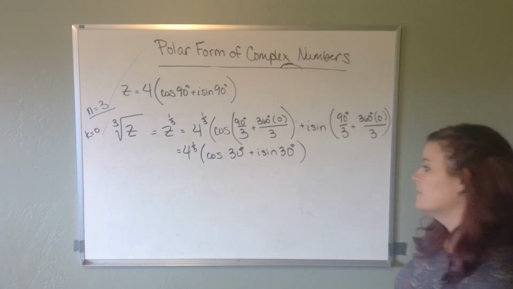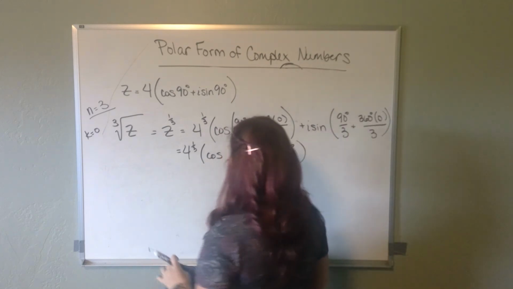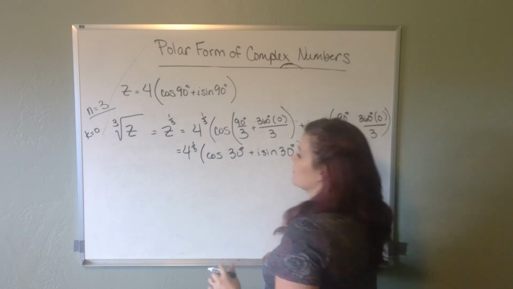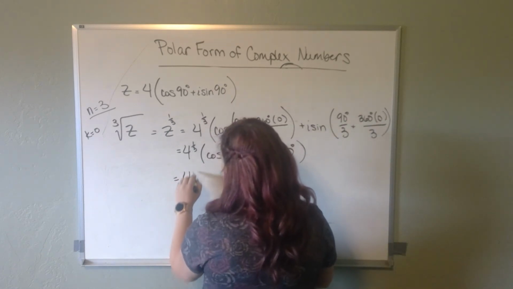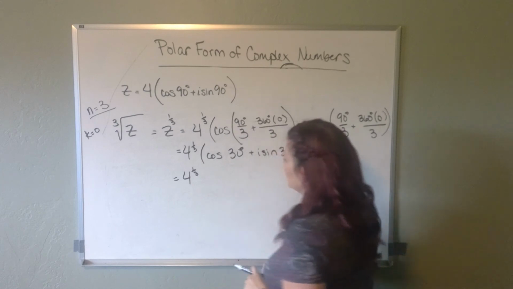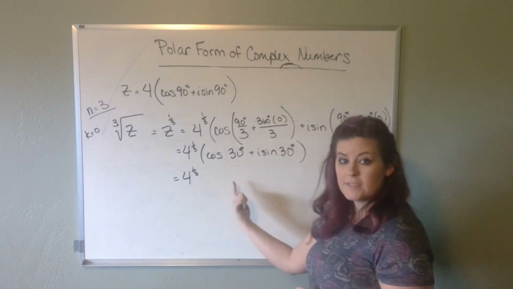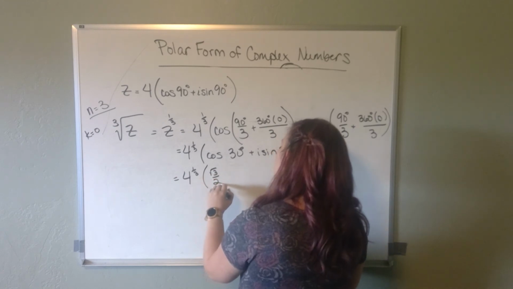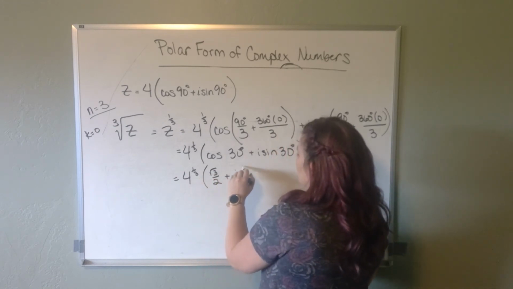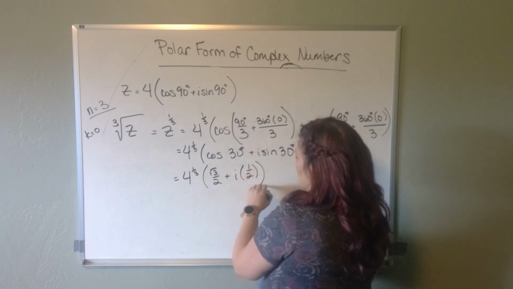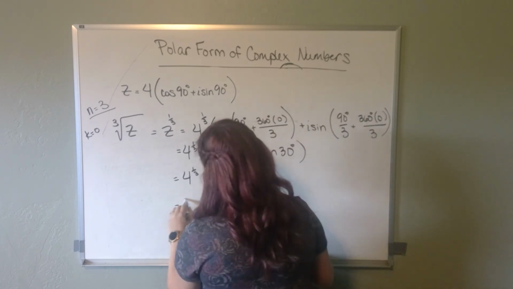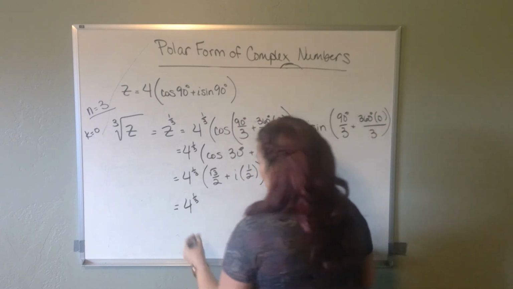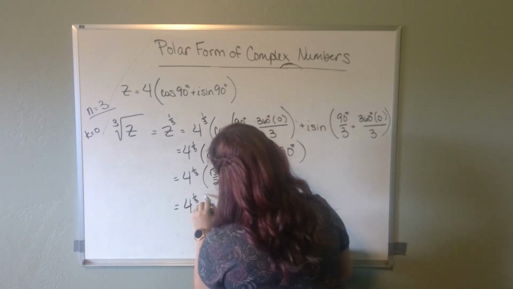That's not too bad. You guys, we do have to put it back in rectangular form, but we can do that. How do I put it back in rectangular form? Remember, I just actually worked this out, right? What's the cosine of 30? Well, it's root 3 over 2. Plus i times the sine of 30, that's just 1/2. So that's the cube root of 4. Hold on, cube root of 4.